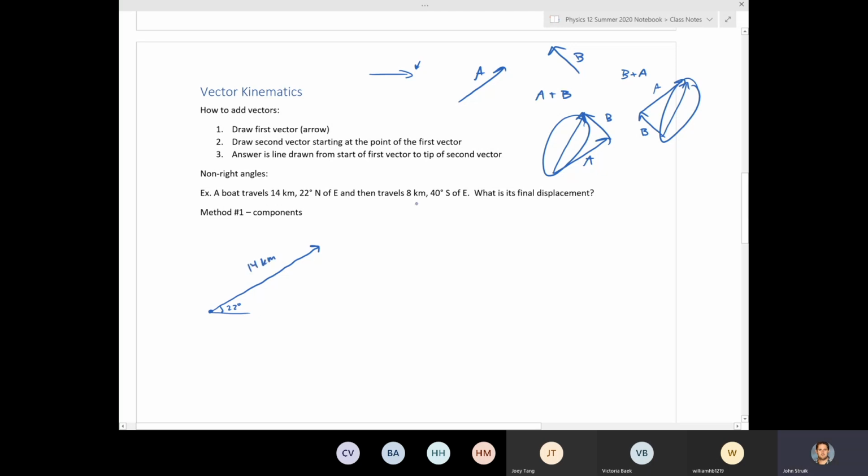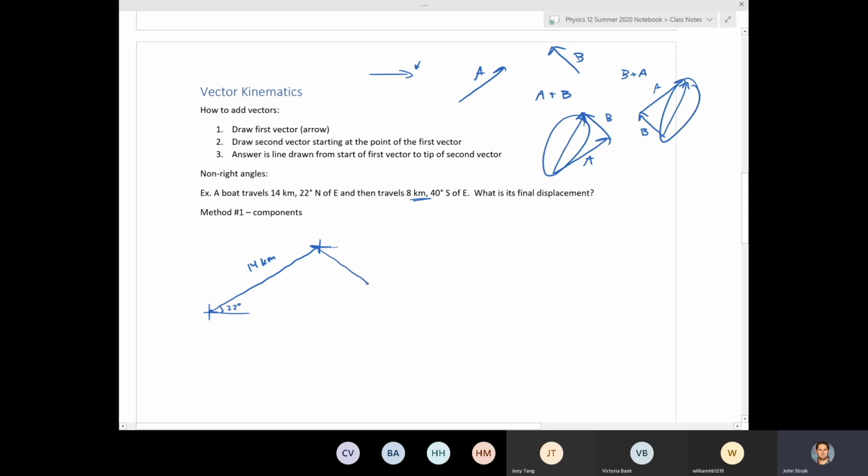Okay, and then 8 kilometers, 40 degrees south of east. So from that point, you're going to go 40 kilometers. At every point, you can always imagine there being an origin, kind of like a northeast, southwest origin. From that point, we're going to draw another vector, which is 40 degrees south of east. So that's east going south of that.